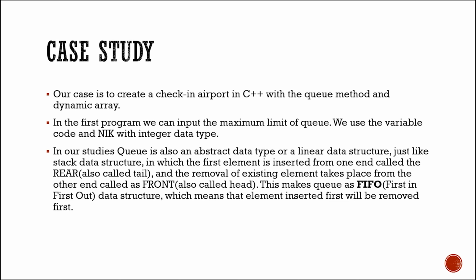In our study, queue is also an abstract data type or a linear data structure, just like stack data structure, in which the first element is inserted from one end called the rear, and the removal of the existing element takes place from the other end called the front. This makes queue a first in first out data structure, which means that the element inserted first will be removed first.